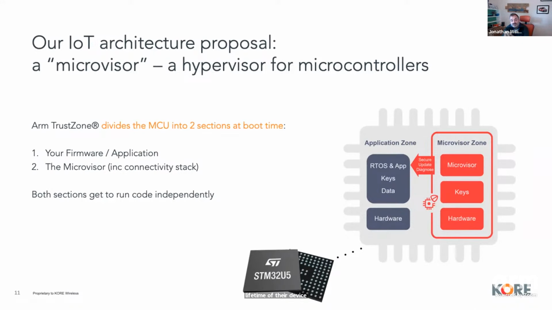Architecturally, a Microvisor approach does this by making use of that ARM TrustZone component, in this case within the STM32U585 IC from ST Microelectronics. And we use the TrustZone to divide the microcontroller itself into two main sections at boot time. So peripherals are either assigned to the Microvisor zone or to the customer firmware application zone. And those two sections get to run code independently of each other.